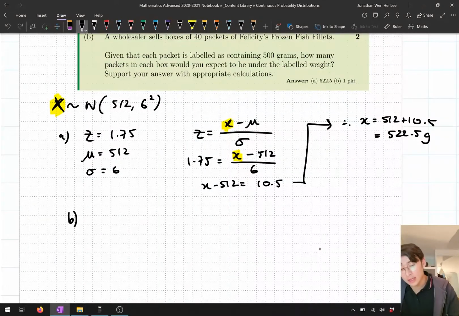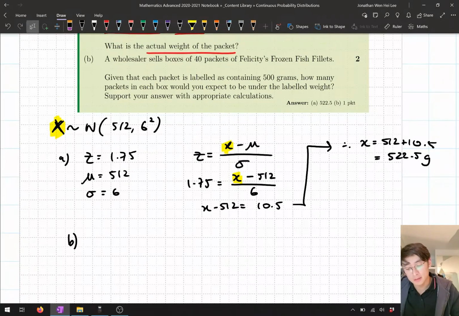Part B. A wholesaler sells boxes of 40 packets of Felicity's frozen fish fillets. Given that each packet is labeled as containing 500 grams, how many packets in each box would you expect to be under the labeled weight? Support your answer with appropriate calculations. So here we get told that they sell 40 packets. We're going to be using that in a moment, but we get told that each packet is labeled as containing 500 grams. So that means that our actual weight is 500 grams.